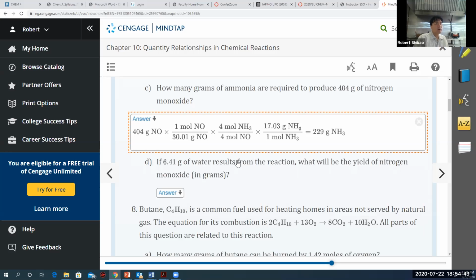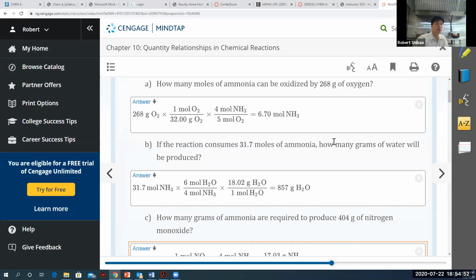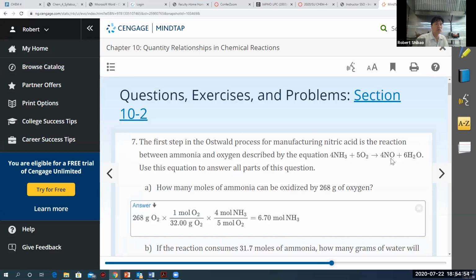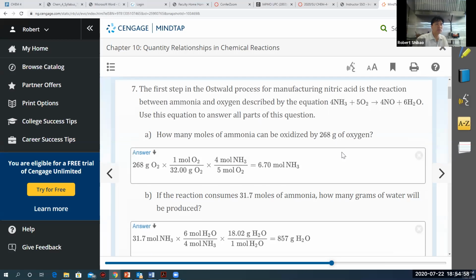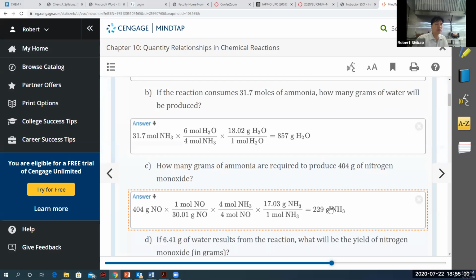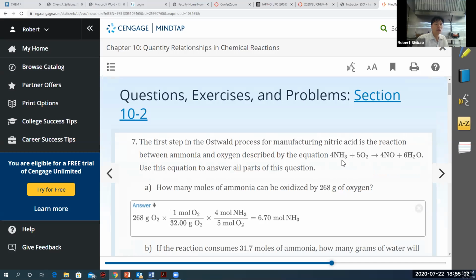You know, if I wanted 404 grams of NO, then theoretically I need 229 grams of NH3. So if I want 404 grams of NO, I better start off with 229 grams of ammonia. That's assuming we have a 100% yield. That's assuming everything works out perfectly. But in lab, oftentimes things don't work out perfectly.